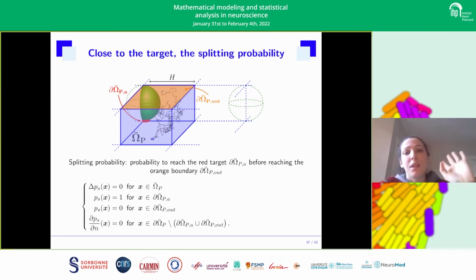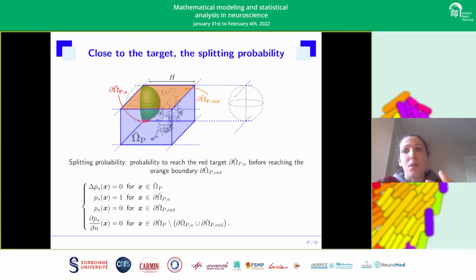But what we're interested in now is the splitting probability. It means, when you enter the boundary layer, when you start somewhere inside the boundary layer, what is the probability to reach the target before getting lost inside the terminal? And this is called the splitting probability.